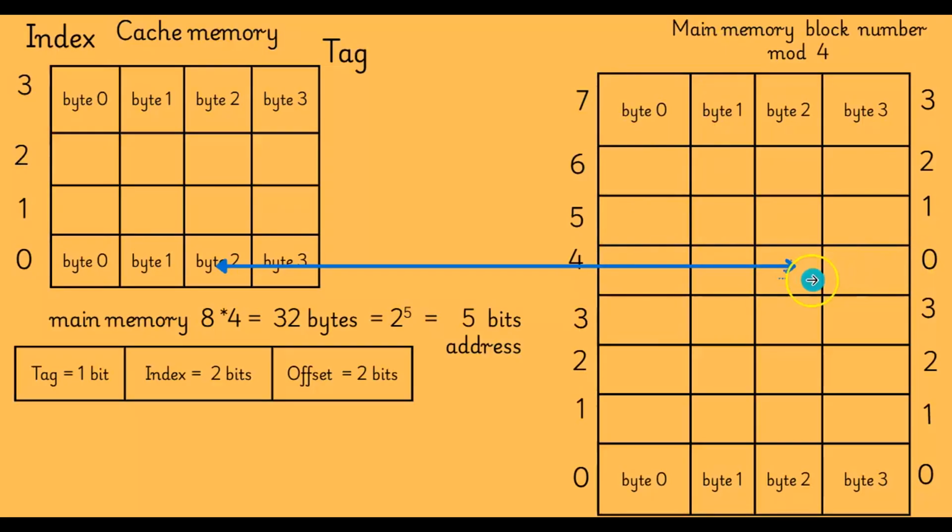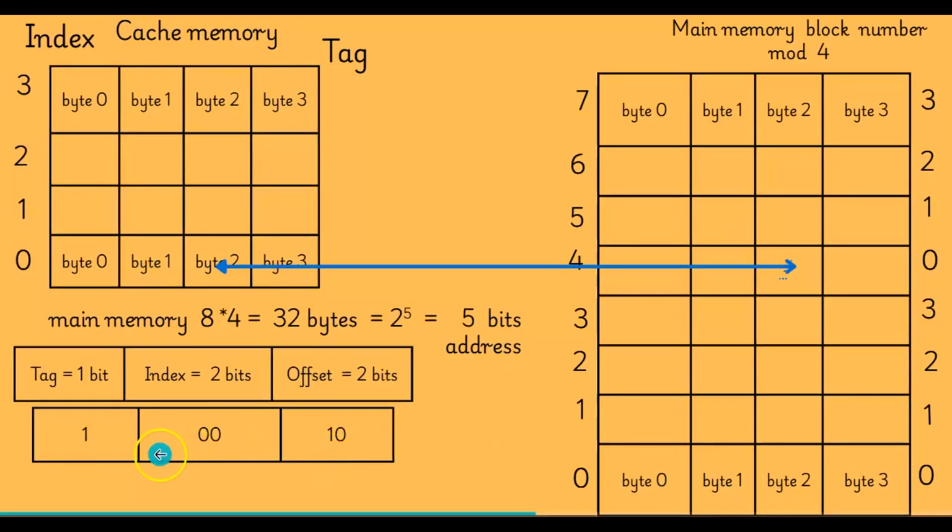Now what about this particular byte? You just count it. This is 0, 1, 2, 3. Then 4, 5, 6, 7. Like that 8, 9, 10, 11. Then 12, 13, 14, 15. So this is 18 actually. So the address for the main memory is 18. 18 is converted into binary. That is 5-bit binary, because the main memory address is 5 bits.